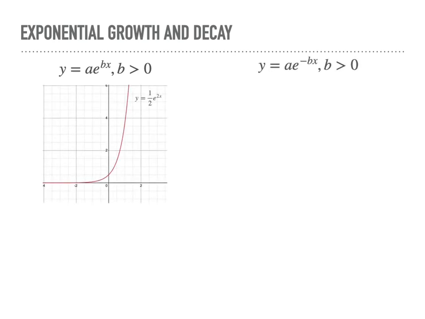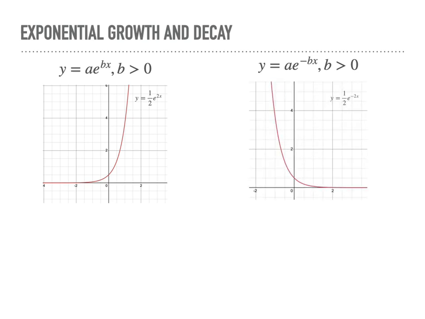And decay is very similar, except that there's a negative in the exponent. So as you can see, it decays. The magnitude of the y value decreases. And here's an example of that sort of model.